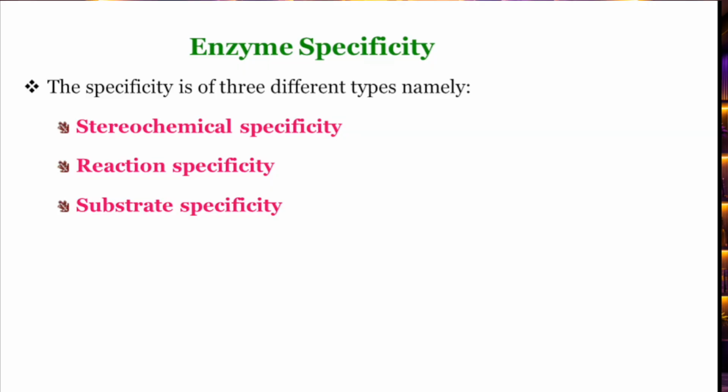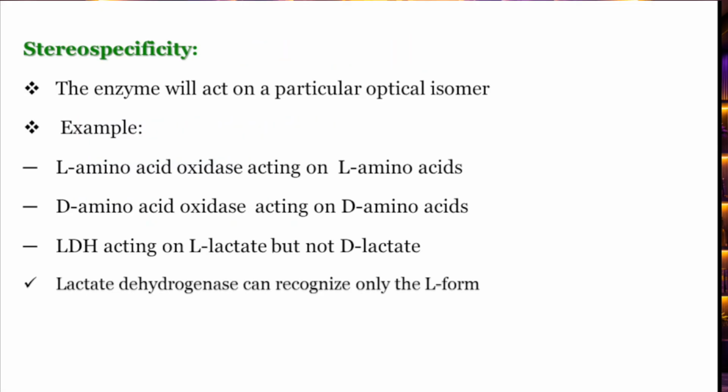Enzyme specificity. I have told you in the active site portion that the active site has specificity for the substrate. I said the specificity is of 3 different types: stereochemical specificity, reaction specificity, and substrate specificity. Stereospecificity is when the enzyme acts on a particular optical isomer. For example, L-amino acid oxidase acts on L-amino acids only. It does not work on the D isomer, right? This is one property of the enzyme.